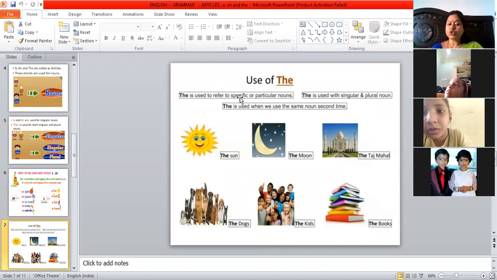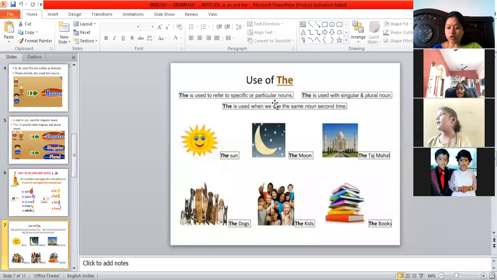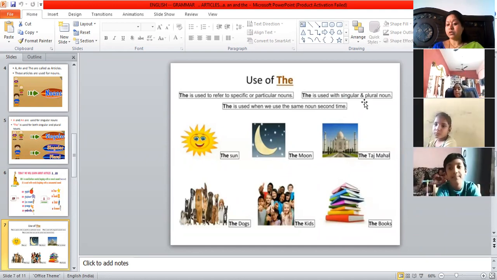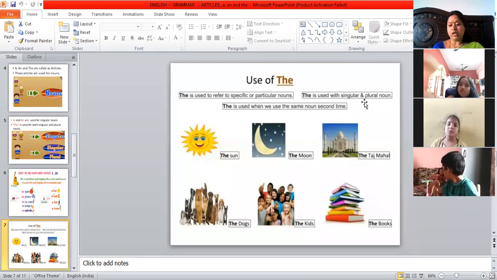The is used to refer to a specific or a particular noun. If you are referring to a particular thing, a particular object or a particular person, thing, animal, then you should use the before that noun. The is used with the singular and plural. So the goes with both singular and plural nouns, whereas a and an go only with singular nouns.